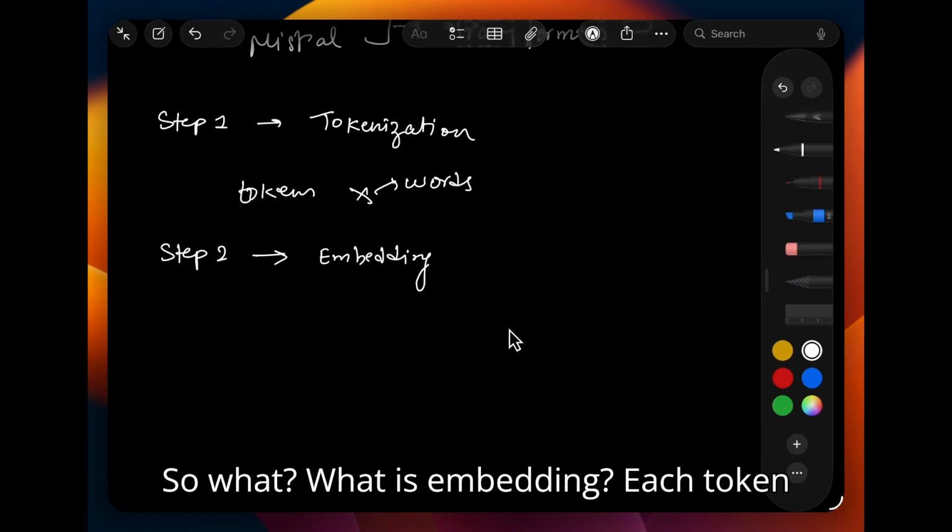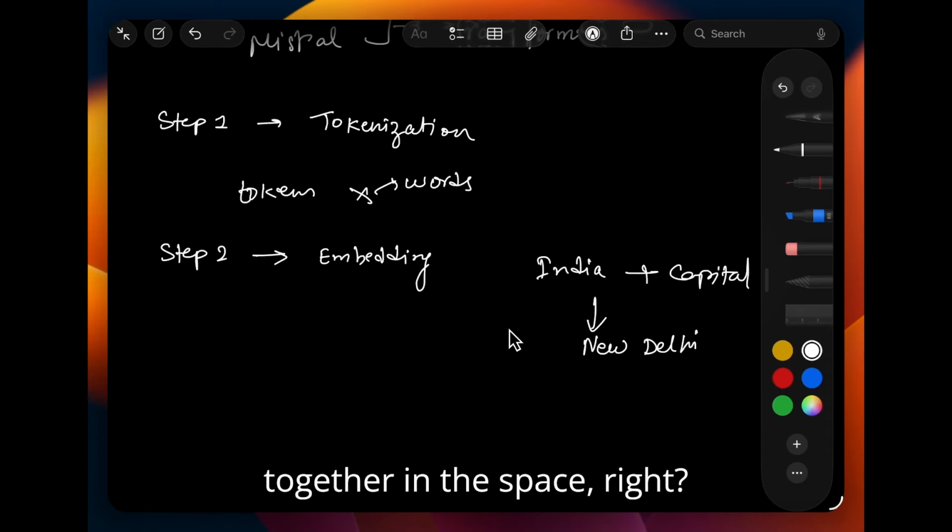So what is embedding? Each token becomes a vector, a list of numbers that represent its meaning in a multi-dimensional space. Previously I was giving you an example, right? When our word India comes with the word capital, the probability of getting the word New Delhi is more. So here's the magic: words with similar meaning end up close together in the space, right?